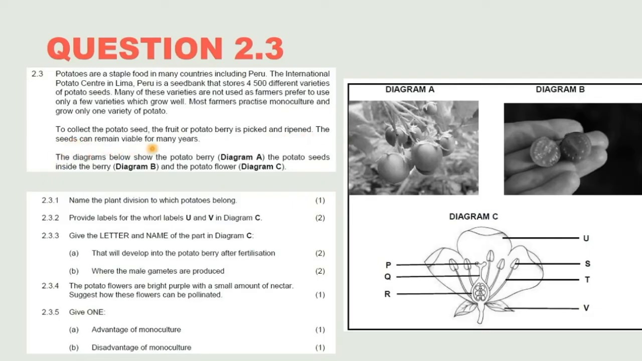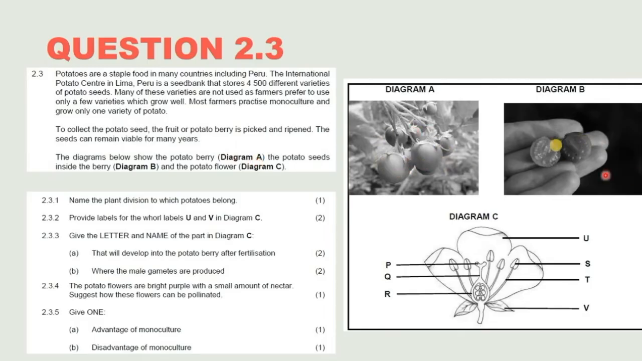The seeds can remain viable for many years. So that means the seed can be in a dormant phase for quite a few years. So the diagram below, so you'll see that my diagram is not below but on my right hand side in the PowerPoint, show the potato berry in diagram A.